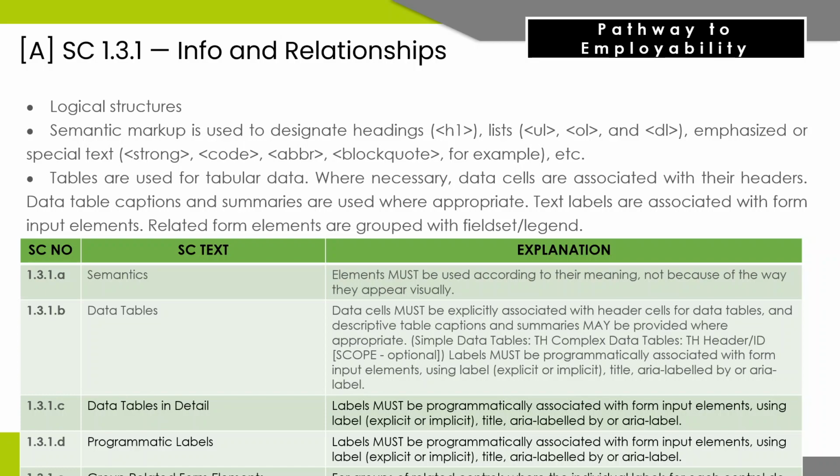1.3.1.d Programmatic labels. Labels must be programmatically associated with form input elements, using label, explicit or implicit, title, ARIA labeled by, or ARIA label. 1.3.1.e Group related form elements. For groups of related controls where the individual labels for each control do not provide a sufficient description, fieldset and legend, or ARIA, must be used to describe the relationship.